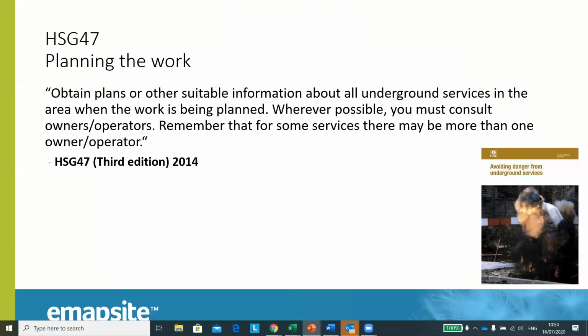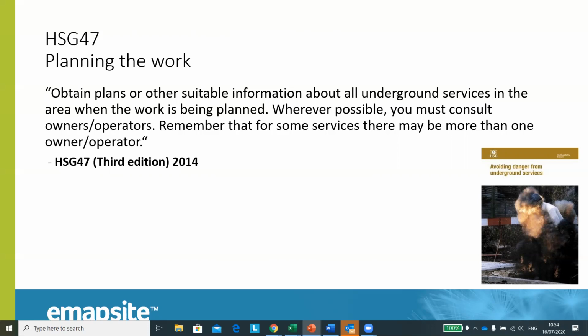Now, of these, the item which applies to us most in the context of utilities is item 2, locating and identifying buried services. In this area, HSG 47 states that you must, and I quote, "obtain plans or other suitable information about all underground services in the area when the work is being planned. Wherever possible, you must consult owners/operators. Remember that for some services, there may be more than one owner/operator."